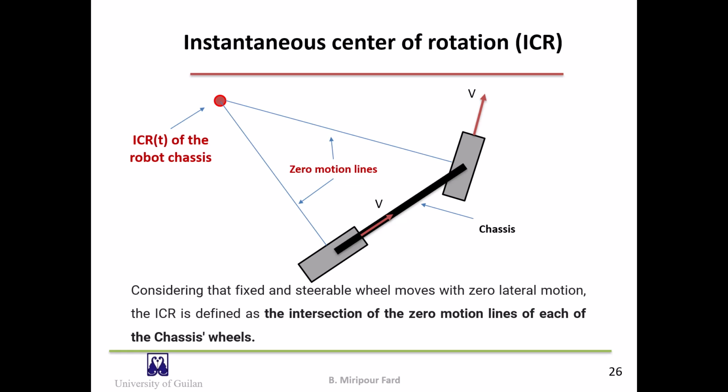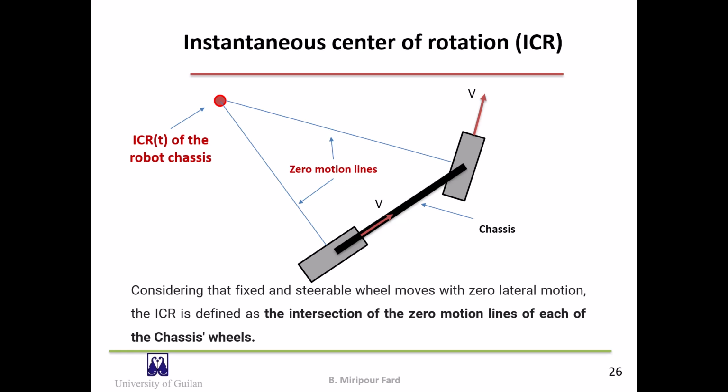In this lecture, we'll first talk about the instantaneous center of rotation. We call it ICR for short. And then we'll start deriving the kinematic equations of wheeled robots. ICR is a mathematical concept.